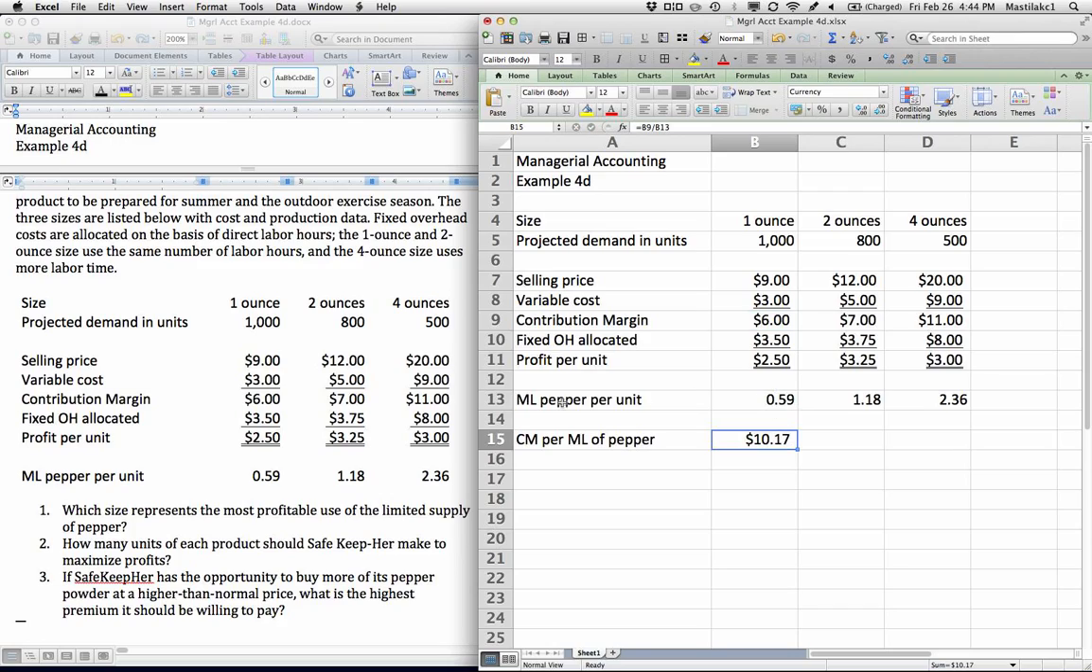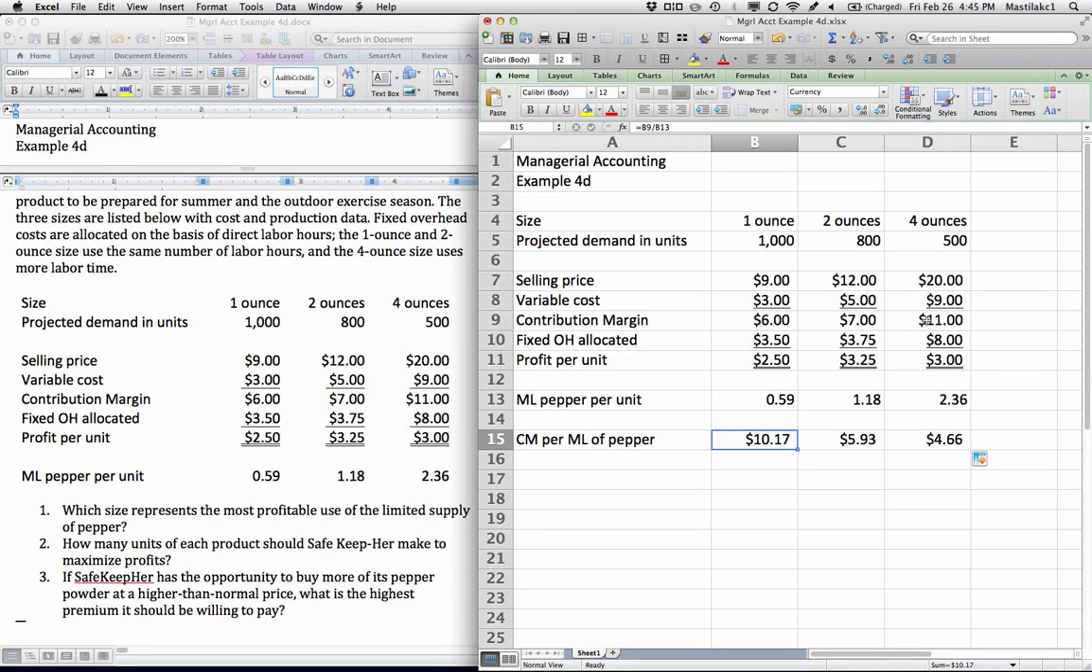And so what this tells us is if I take a milliliter of pepper and I put it into a 1-ounce product, I'm ultimately going to generate $10.17 of contribution margin per milliliter I put into that product. For the 2-ounce product, I'm going to generate $5.93 of contribution. For the 4-ounce product, $4.66. So what this tells us is that per unit of our input, the 1-ounce product is the most profitable, which is different from the answer you'd get if you looked at the products on a per unit of output basis.